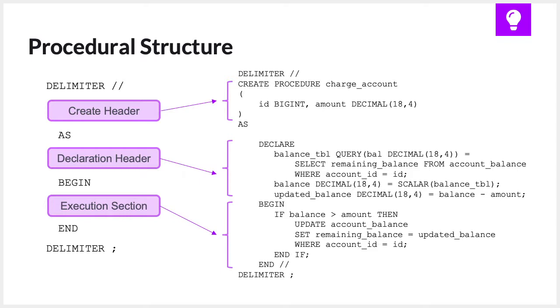Then lastly, we have the execution section, which basically holds all of the logical components and control flow of our function. The execution section is bookended with the begin and end keywords. In our example here, we have a simple if condition that checks if our current balance is greater than the requested amount, and if it is, we update that column with the updated balance.